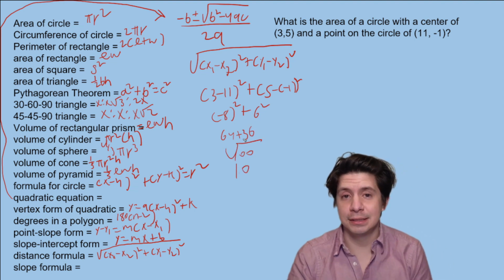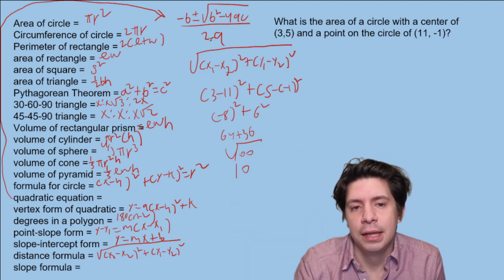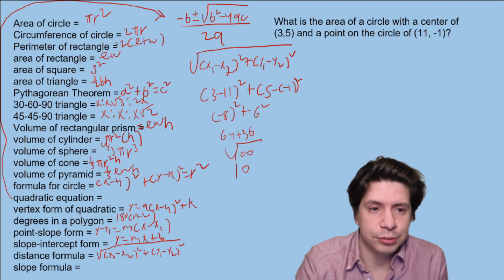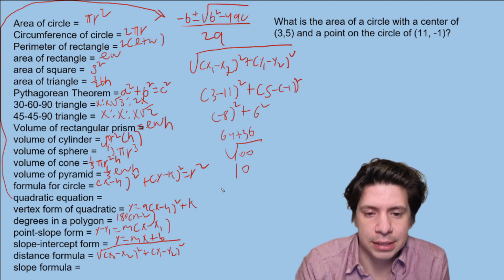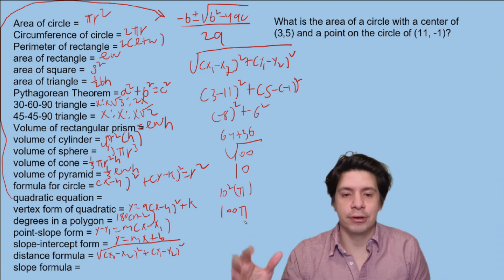So that's the distance from center to edge. So that's the radius. And then to find the area, we would use the first equation, pi r squared. So we would get 10 squared times pi, and we've got 100 pi units squared, or square units.